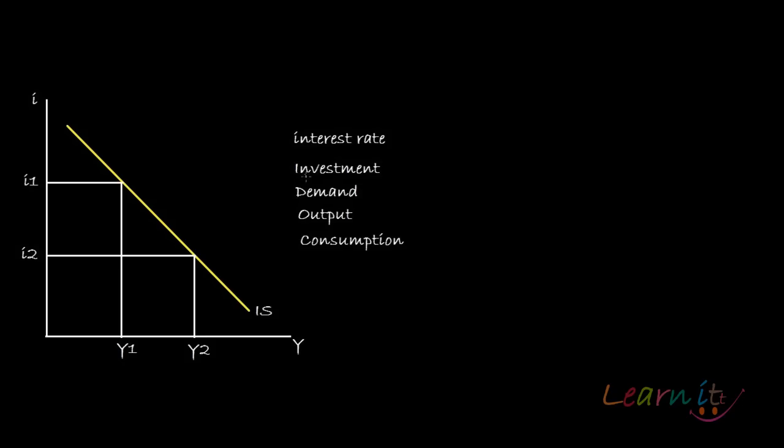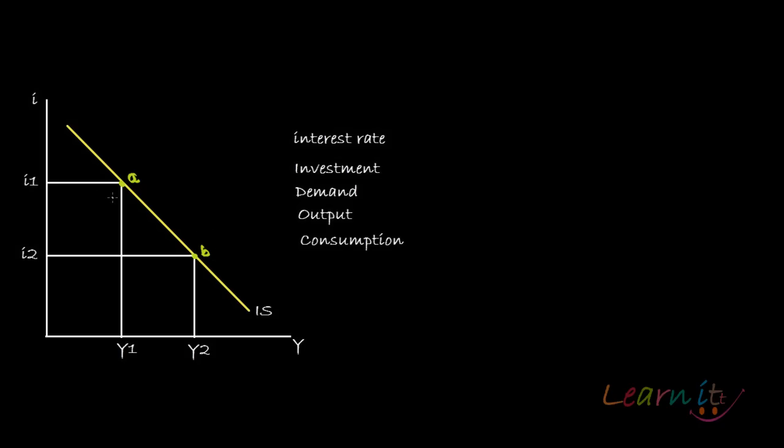What is the movement along the IS curve? Now, this is an IS curve which is given to you. Say you are at this point. Say this is point A and this is point B. Now, when you move from point A to B, what is happening?